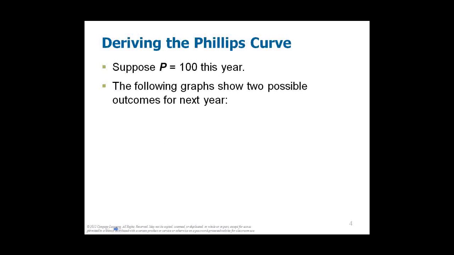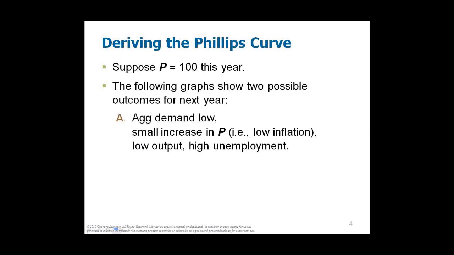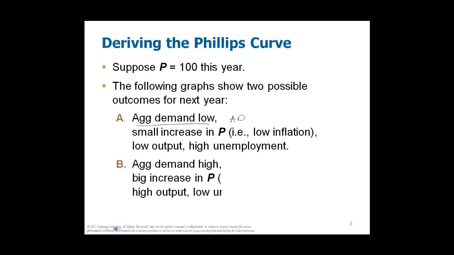And let's look at how we can derive this. Let's suppose that the price level is 100 this year. And we're going to look at two different graphs. We're going to look at a scenario where aggregate demand is low, AD is low, and we have a small increase in the price level, meaning low inflation. And in our other scenario, AD is high, and we have a big increase in the price level and resulting high output and low unemployment.